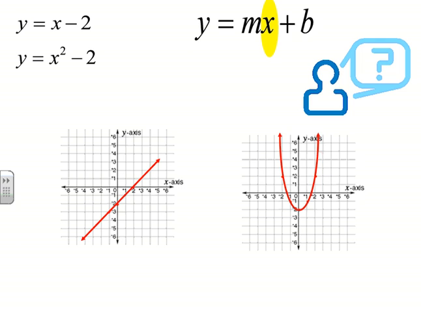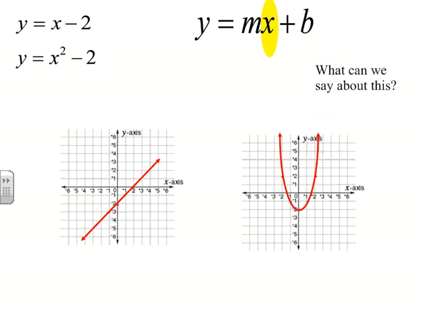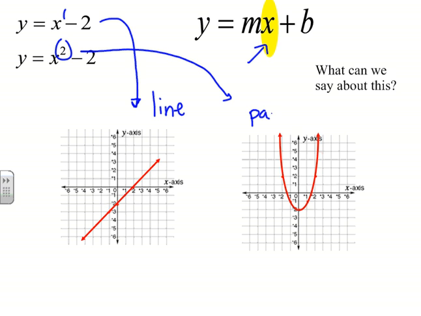So let's take a look at these a little bit more closely. These are the same graphs we just looked at a second ago. Let's compare them side by side and find out what can we say about this? What makes them different and what's happening? Well, we can see that something is going on with the x. Here it's to the first power. When it's to the first power, we seem to be getting a line. When it's to the second power, we seem to be getting a parabola. So that kind of tells us what's happening.